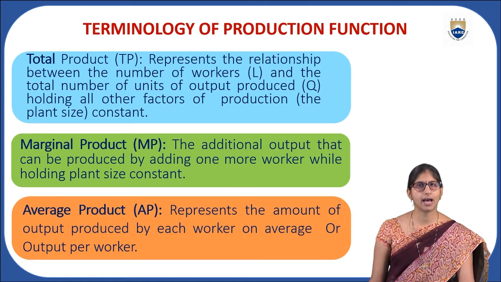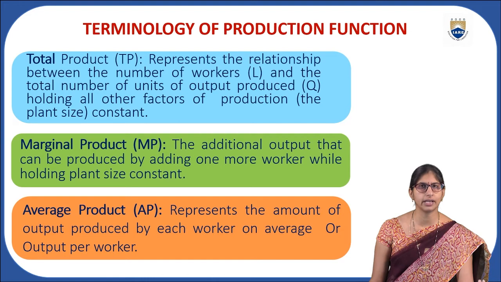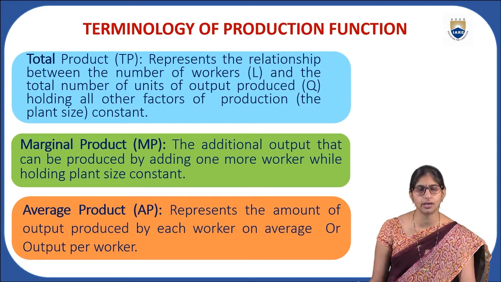And coming to the average product. With average product, we are finding out the efficiency per worker with the output. So how many products can be produced by an individual worker, we are going to know. That is what average product is.